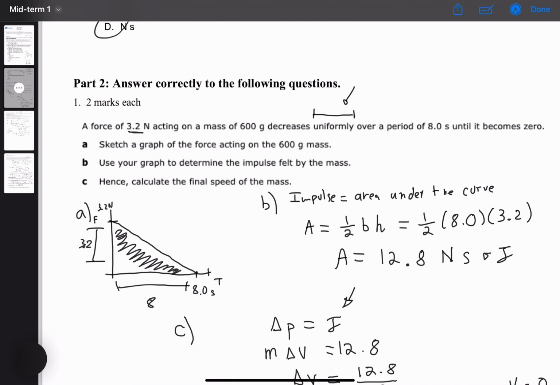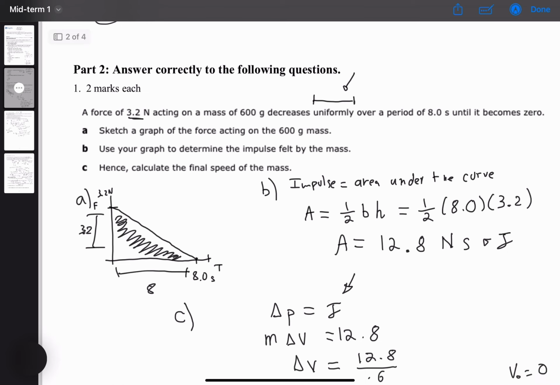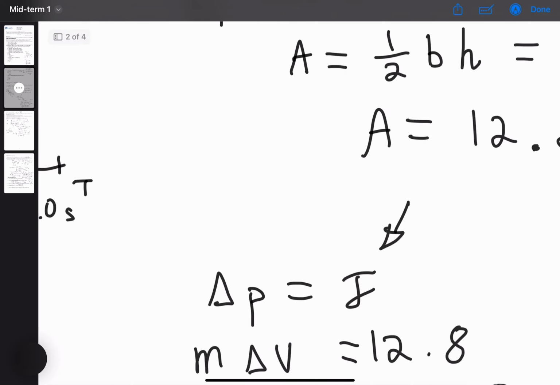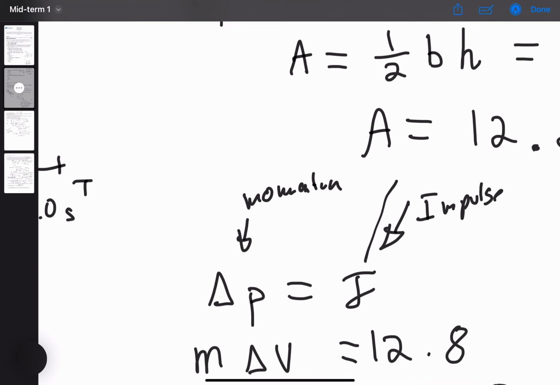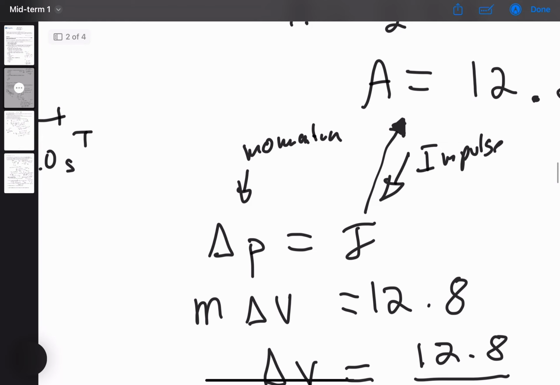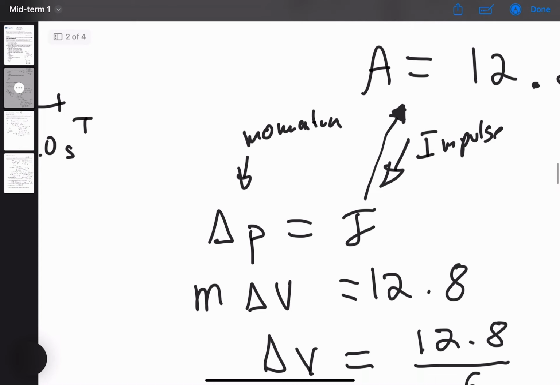For letter C, hence, calculate the final speed of the mass. For this you need to remember the impulse-momentum theorem, which relates momentum with impulse. So impulse, we just found it in the previous exercise. And momentum, we know that is delta p in this formula. That is, by definition, the mass multiplied by the change in velocity.